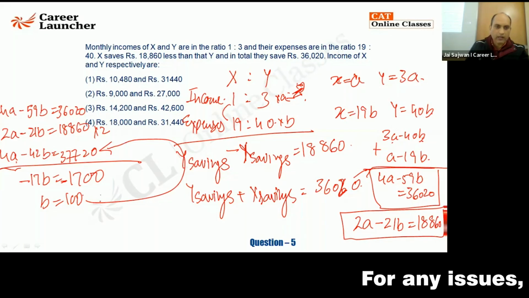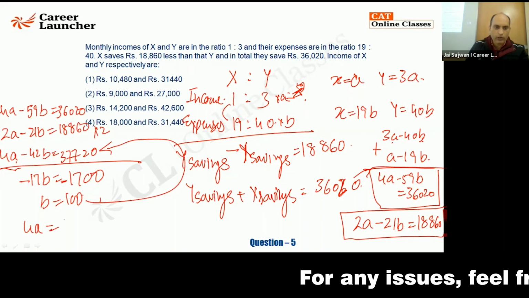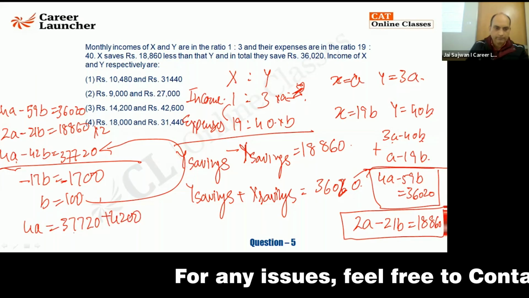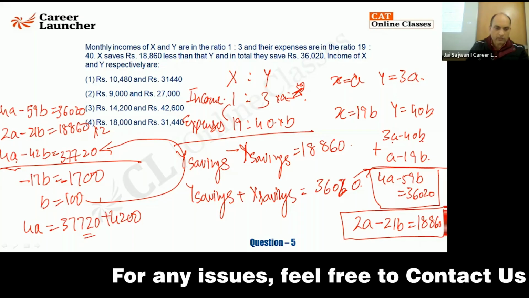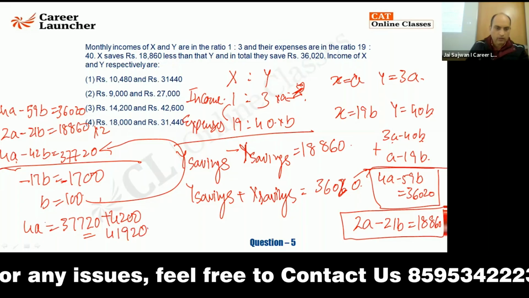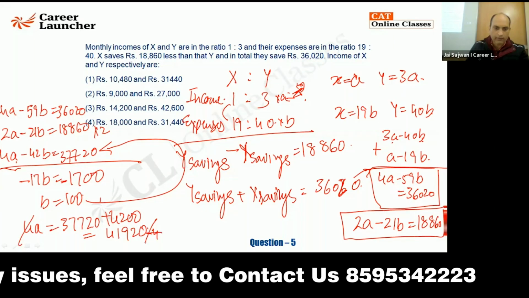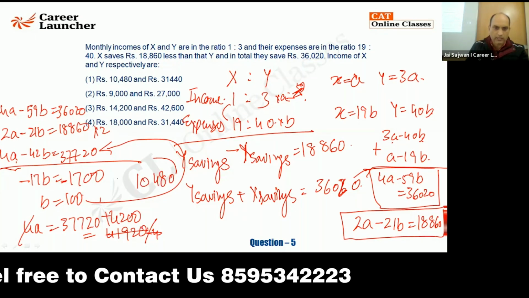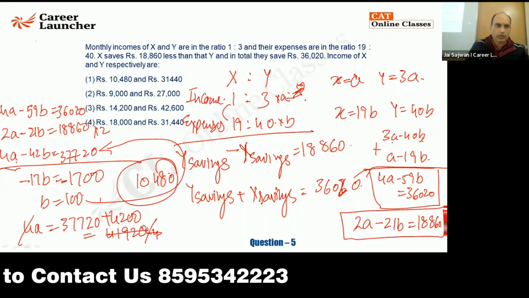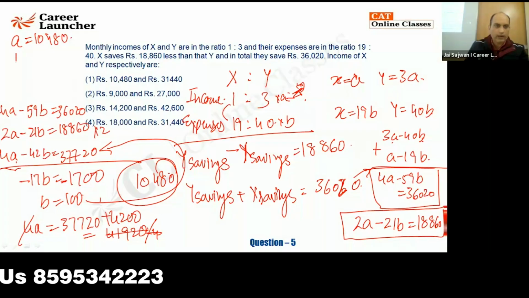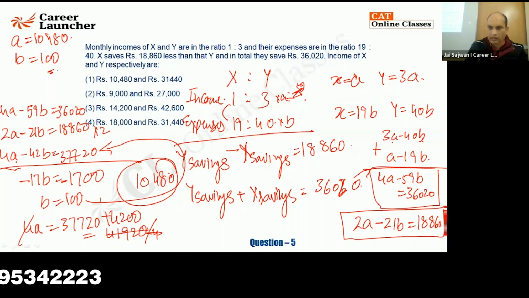Once B is coming out to be 100, put this value here. I'll say 4A is equal to 37,720 plus 4,200. So that comes out to be 41,920 is the value. I'll cancel it by 4 also. I'll divide it by 4. This is the value of A that I'm going to get. So what is the value of A? 10,480. What is the value of B? I think it was coming out to be 100 earlier. Yes, was it 100?